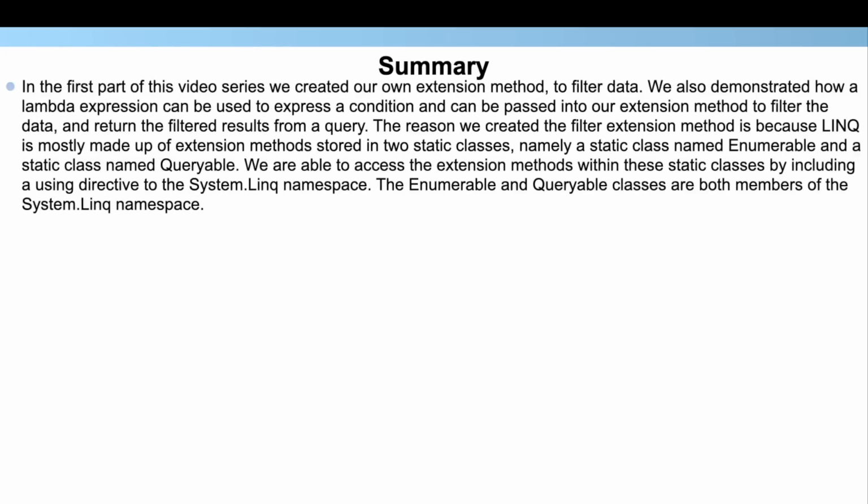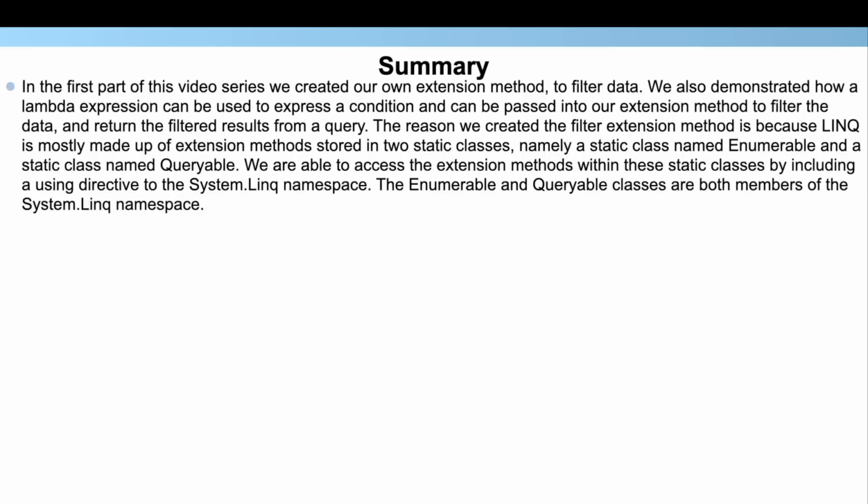So let's summarize what we have learned in our 4-part series on using the LINQ technology in C#. In the first part of this video series, we created our own extension method to filter data. We also demonstrated how a Lambda expression can be used to express a condition that can be passed into our extension method to filter the data and return the filtered results from a query. The reason we created the filter extension method is because LINQ is mostly made up of extension methods stored in two static classes, namely a static class named Enumerable and a static class named Queryable.